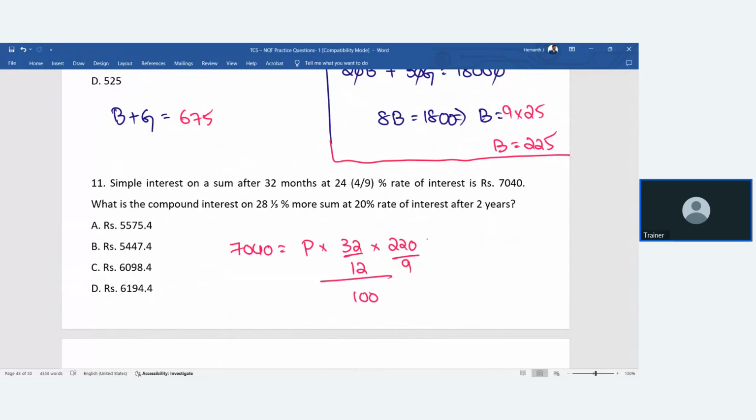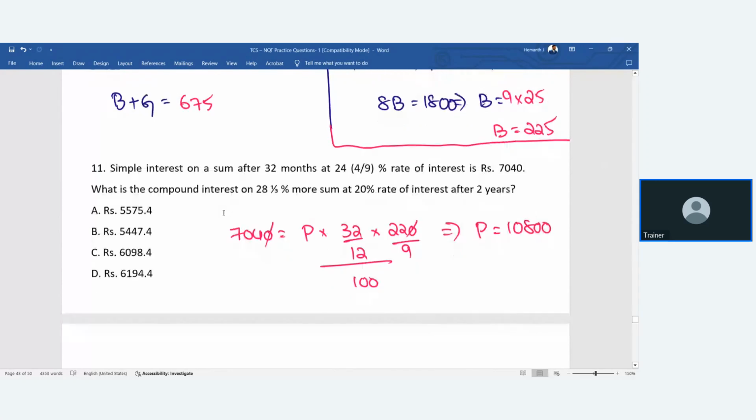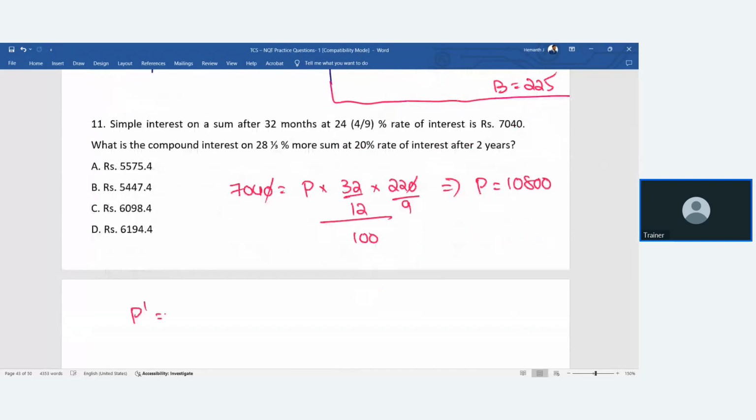So from this, you people are supposed to calculate the principal P value. So what will be the P value finally? 7040 multiplied by 12 multiplied by 9 multiplied by 100 divided by 32 divided by 220. 10,800 is the principal. Now for that principal you need to add 28 1 by 3%.